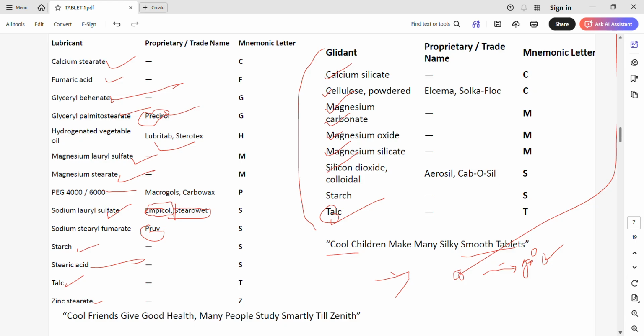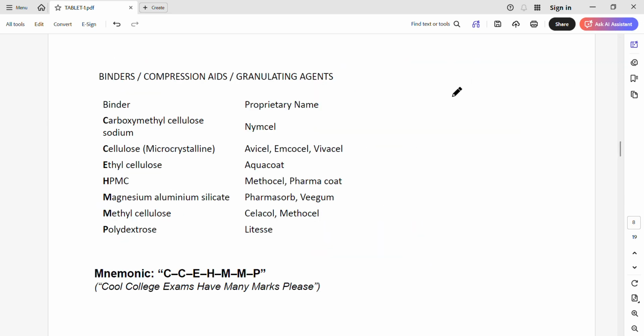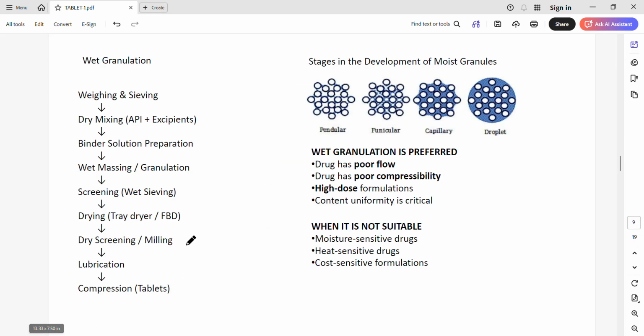Now glidant is over. After that we discuss binder. Binder is the material which is added to either dry or wet form of a granule to form a cohesive compact of the directly compressed tablet. There are many examples of the binder.